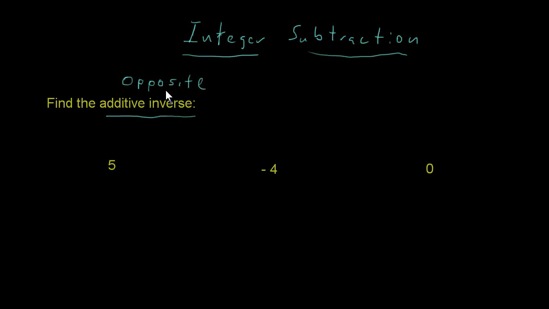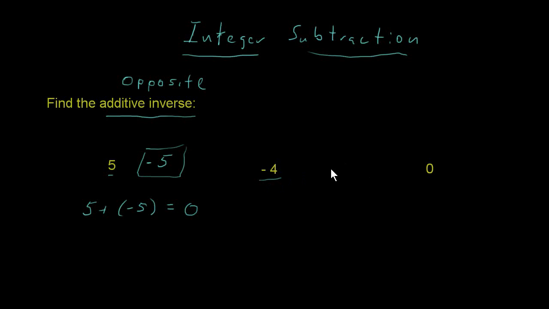So really all we're asked to do down here is to find the opposite of these numbers, and the opposite of 5 is -5. So we found the opposite. And just to verify that it is the additive inverse, you could write the original number plus its additive inverse, and you should get 0 every time. And sure enough, 5 plus -5 is 0.